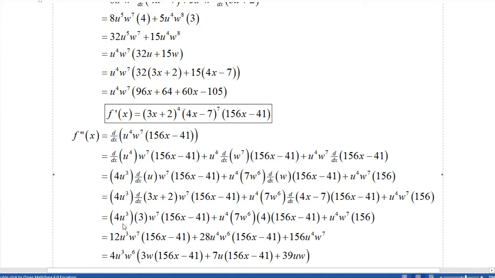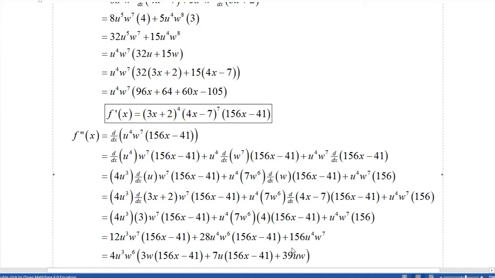3 times 4 is 12, u cubed and w to the 7th. And then we have this one. Here we have 7 times 4 is 28, then u to the 4th w to the 6th times this factor here. And 156 u to the 4th w to the 7th. So to kind of get them all in the same way, now we see they do have a 4 in common. 4 goes into 12 3 times. 4 goes into 28 7 times. 156 divided by 4 is 39.